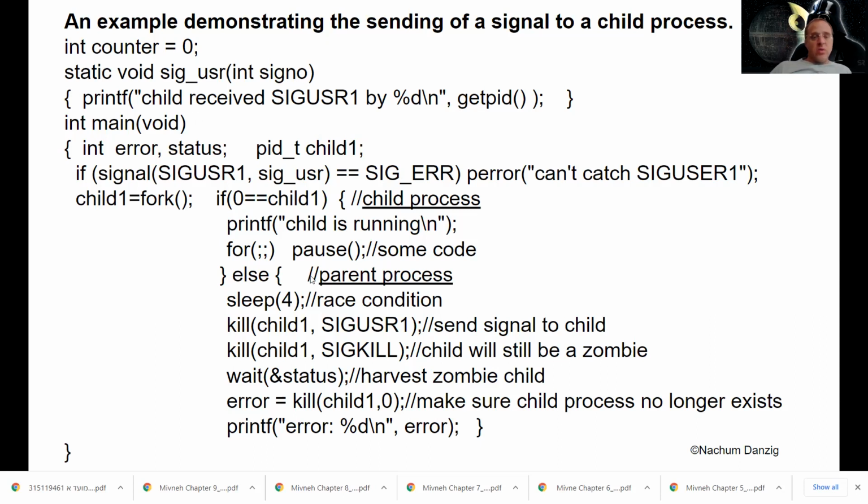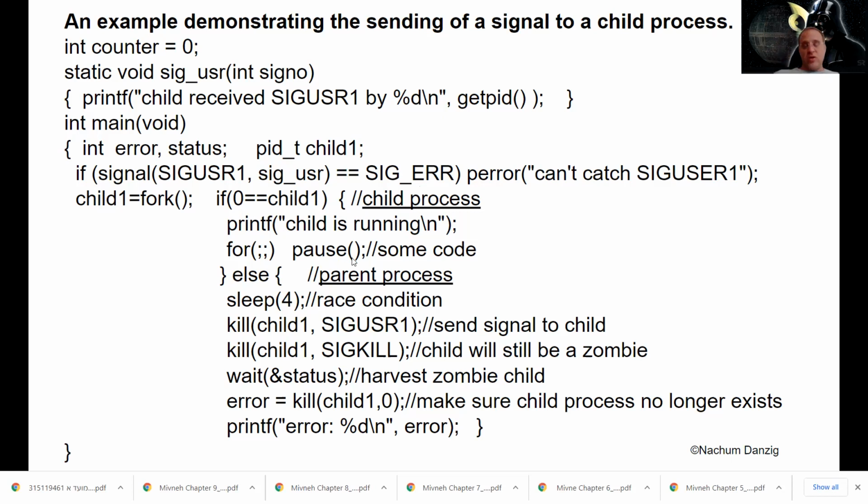Look what I do. I define that SIGUSR1 should go to this function. This is the SIGUSR1 function. I called it sigusr. I check for errors, blah, blah. Now I make a child. And if 0 equals child1, which means it's the child process, then print child is running and pause. Do a loop and wait, do nothing.